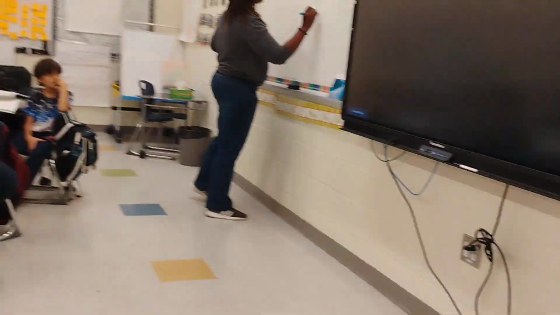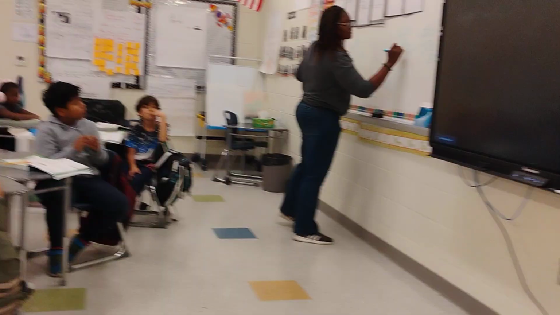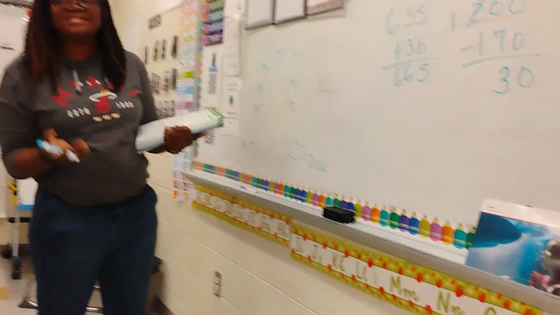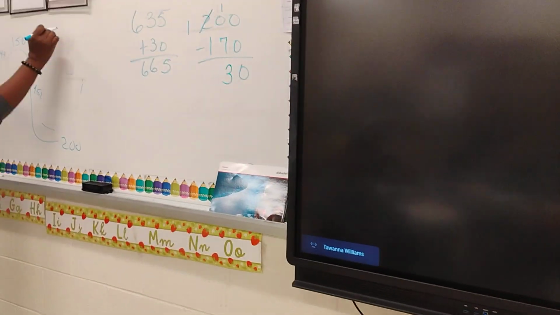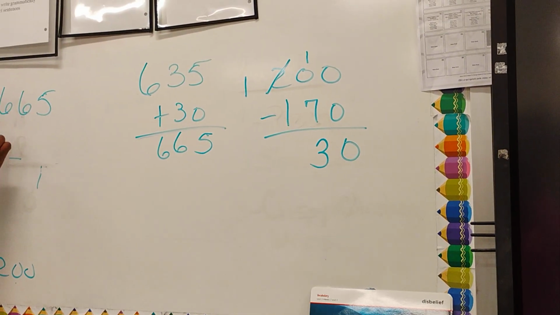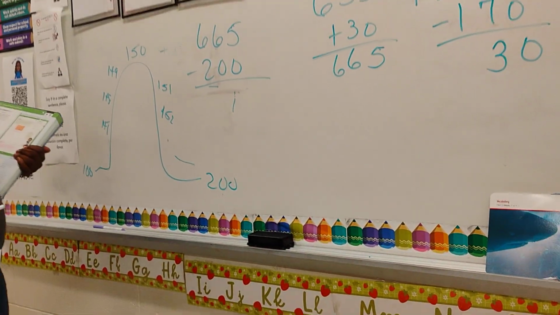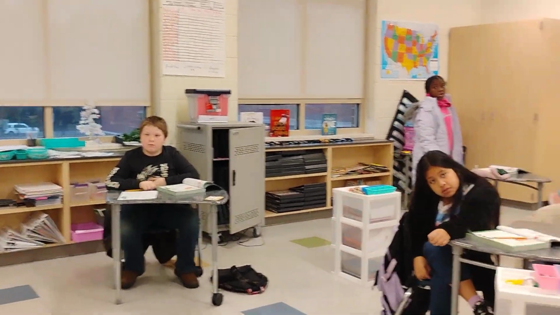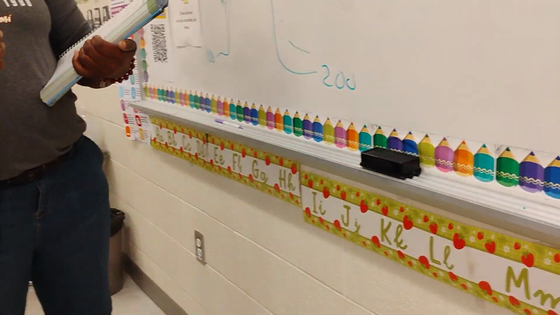635 plus 30. What's the answer? 5, and 3 and 3 is 6, and 6. 665. Now we still ain't done because we still got to get the discount, right? So we're going to take away 665 minus 200. Who can give me an answer? 465. Good. And that's how much that purse or whatever it costs.